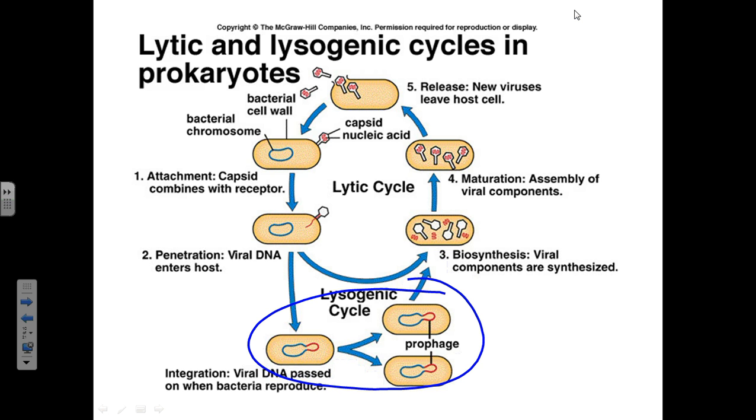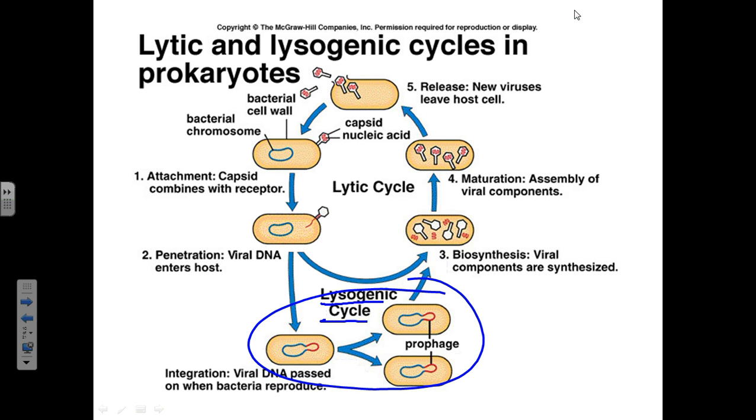All right, now that's the way most viruses work, the lytic cycle. It's their normal life cycle. There are some viruses, though, that can sort of take a time out from the lytic cycle. And they can enter what's called the lysogenic cycle. And this is kind of scary, too.